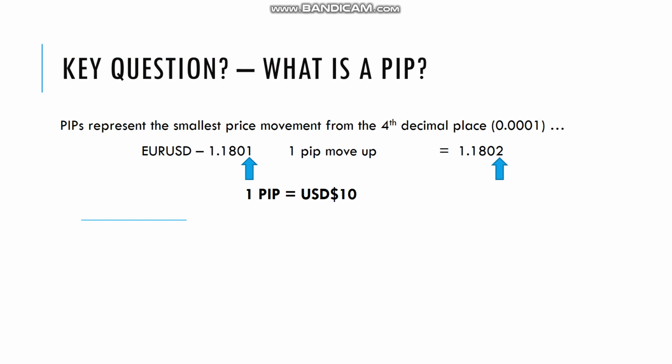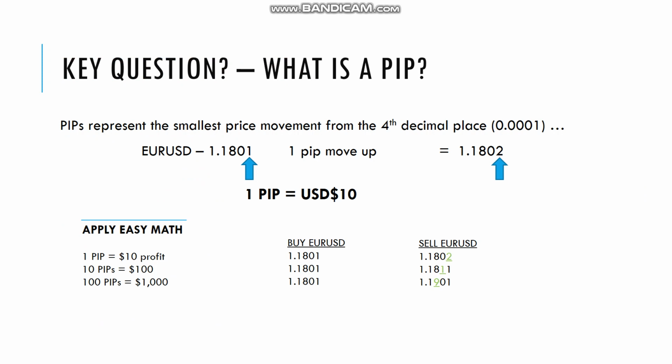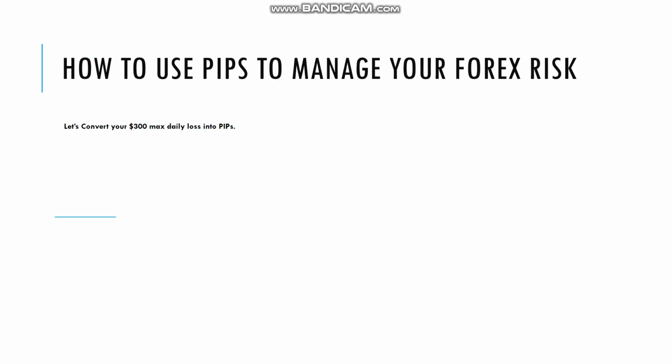Fair enough. So if I use the table here, I can easily see how a 10 pip price move equals a $100 gain, and that a 100 pip price move would render a $1,000 profit. Armed with this information, let's convert our $300 maximum daily loss number into pips. So if 1 pip is $10 and 10 pips equals $100, how many pips would equal $300? Right, 30 pips. That means that your maximum daily loss of $300 is equivalent to a net 30 pip price move of the euro dollar.